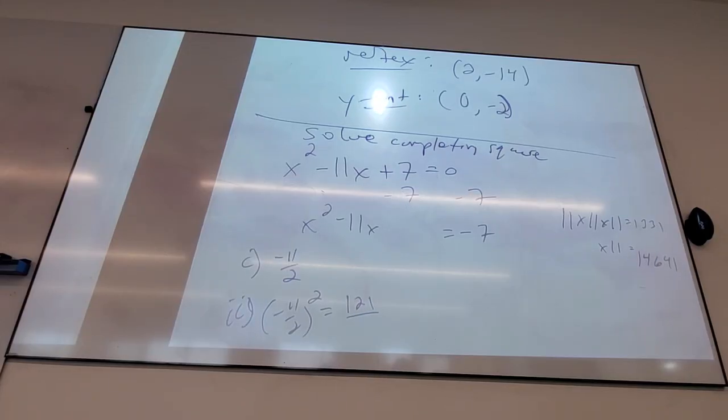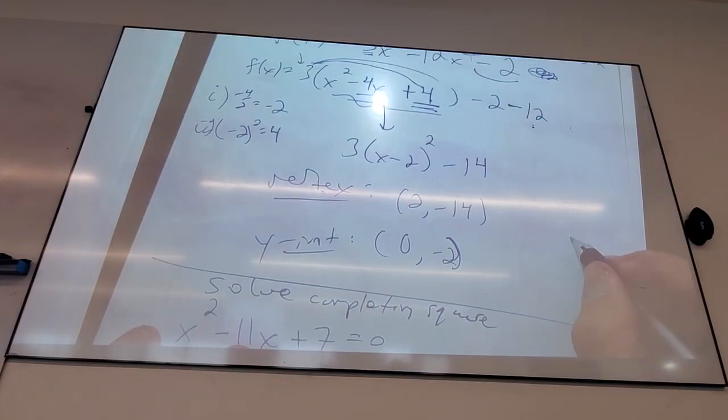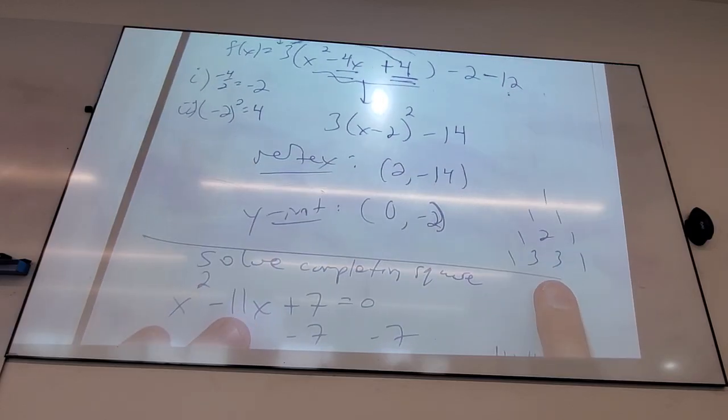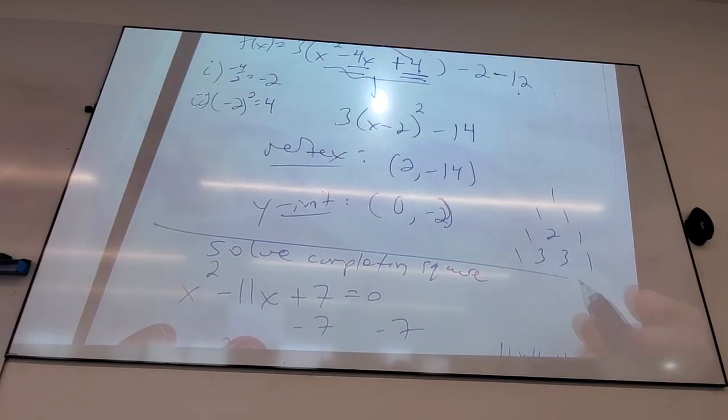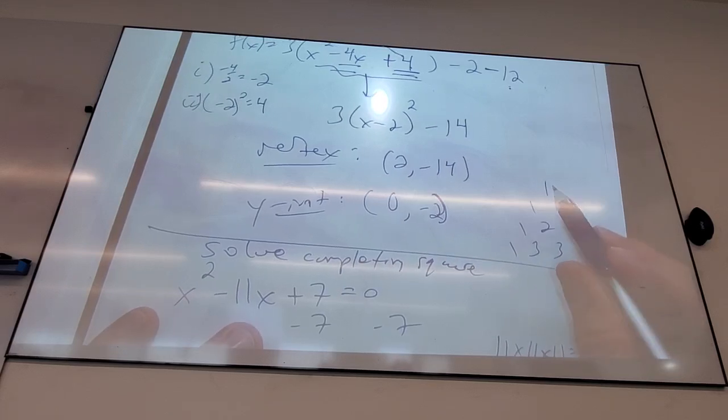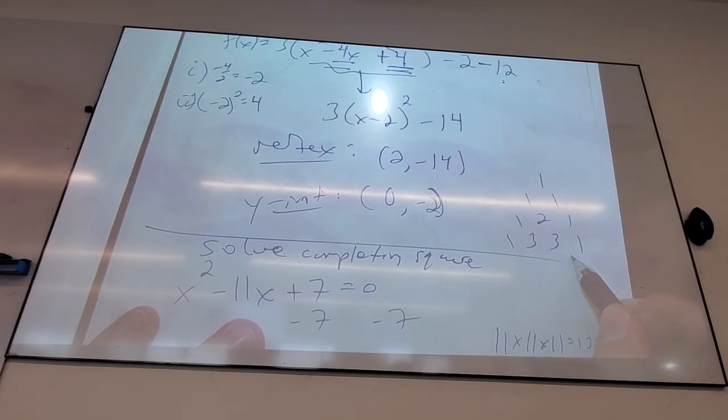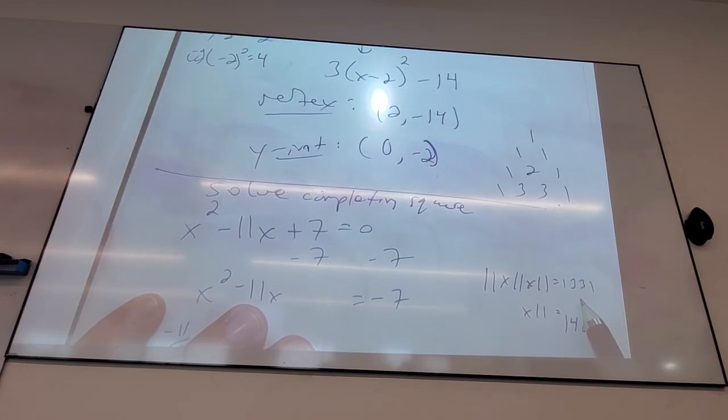Pascal's triangle, 1, 1, 1, 1, 1, 2, 1. Because we talked about Pascal's triangle, didn't we? No, oh, I'm sorry. I put my book on. This year? Did we talk about it? Not in this class. I'm sorry. Some of you have seen this before? I know.